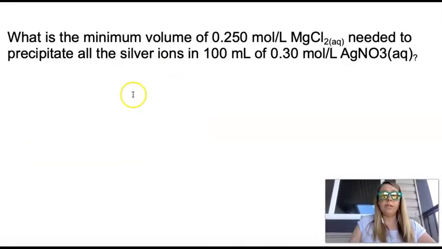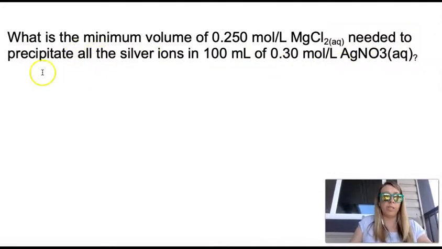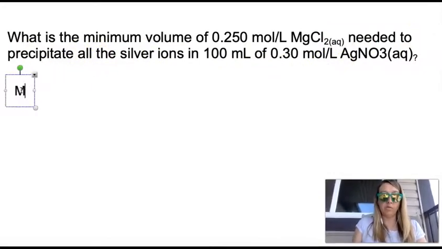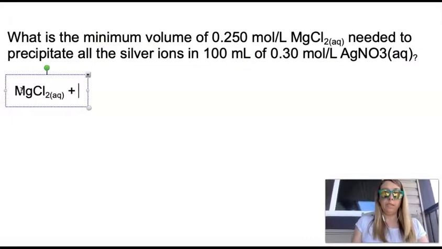Okay, so here's another example. Very similar to the last one, the wording is just a little bit different. It says, what is the minimum volume of 0.250 mole per liter magnesium chloride needed to precipitate all the silver ions in 100 mL of 0.3 mole per liter silver nitrate? So balanced equation comes first. So magnesium chloride plus silver nitrate.